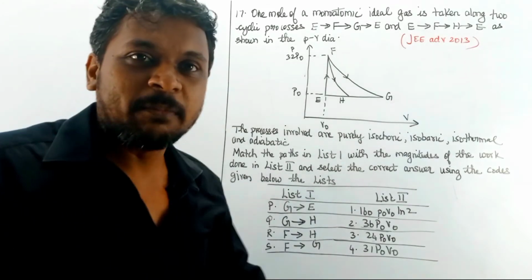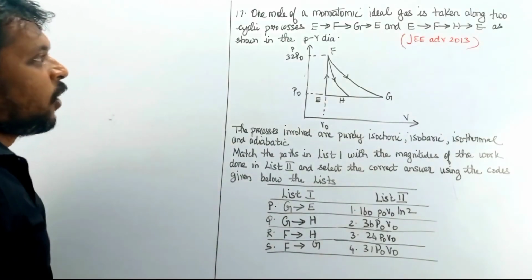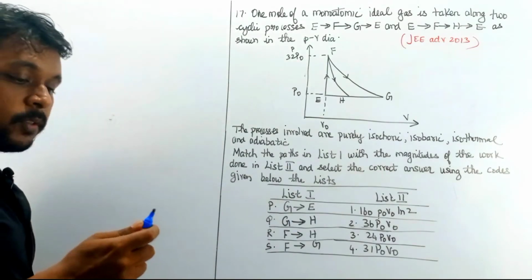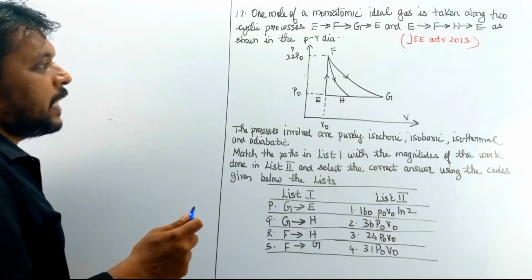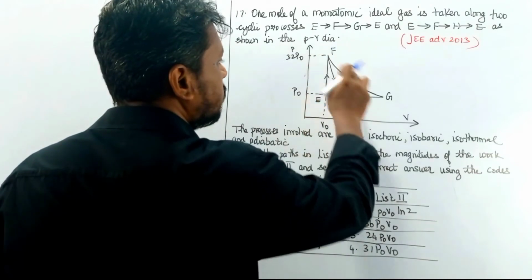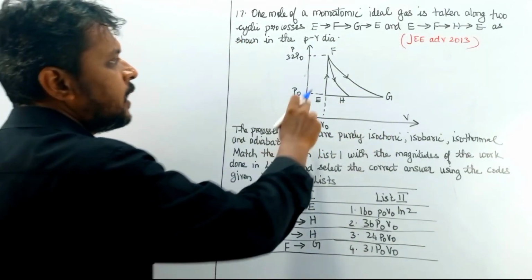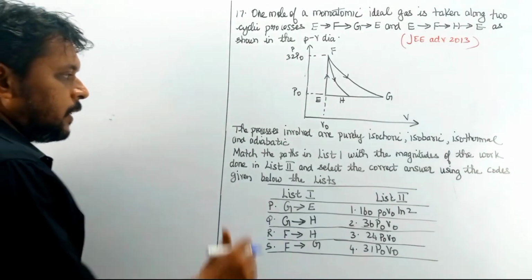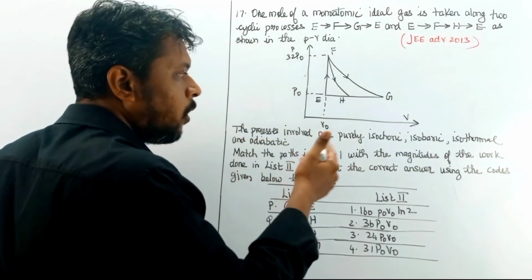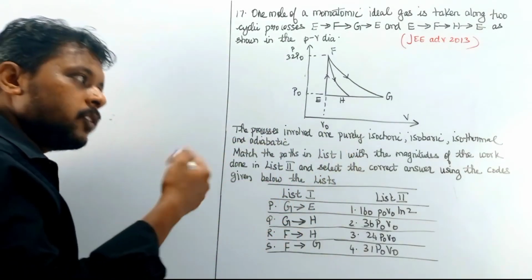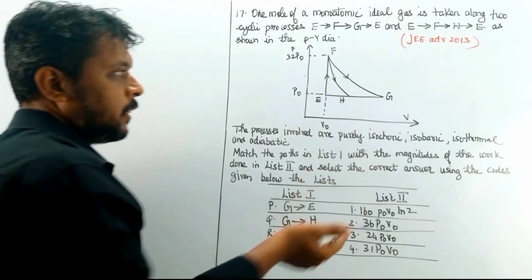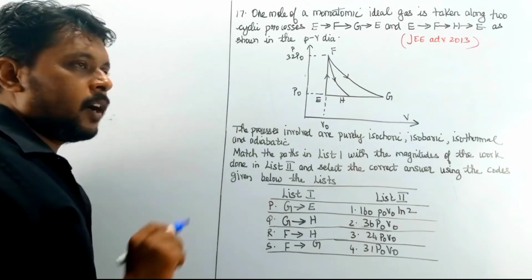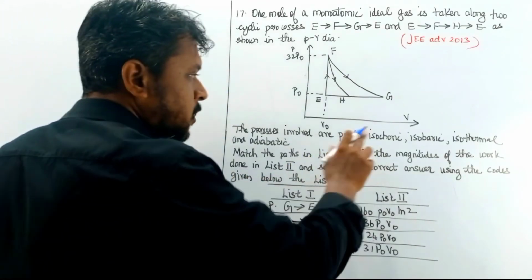Okay, now the 17th problem. In this problem they have given 1 mole of a monoatomic ideal gas taken along two cyclic processes. So here we have the two cyclic processes EFGE and EFHE in the PV diagram. They say that the processes involved are purely isochoric, isobaric, isothermal and adiabatic. So we have 4 processes in this cycle. So we will see which curves are the correct representation of the processes.